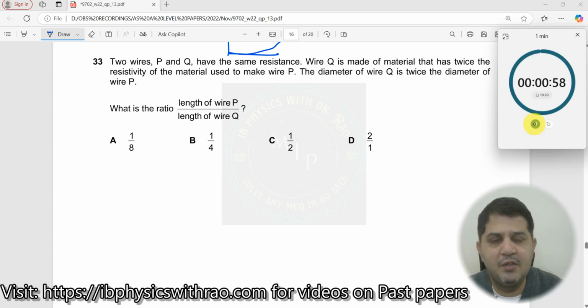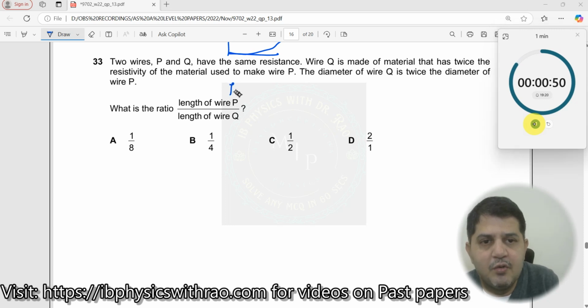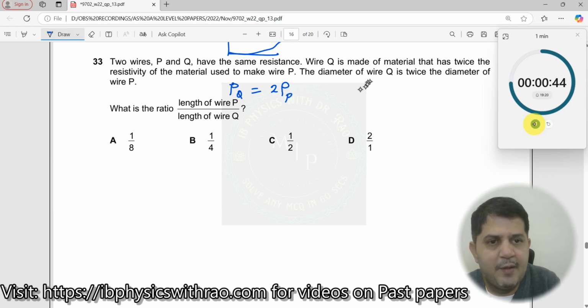Two wires P and Q have the same resistance. Wire Q is made of a material whose resistivity is twice that of the material used to make wire P. So rho Q is equal to 2 times rho P, the specific resistance. The diameter of wire Q is twice the diameter of wire P.